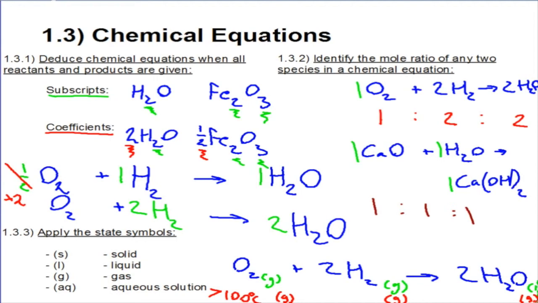And if you have to look at aqueous solutions, that is when you dissolve something in water. If you look at the previous example where calcium oxide reacts with water, you would get an aqueous solution of calcium hydroxide, because when the calcium hydroxide is dissolved in water, you get calcium 2+ ions and 2 hydroxide minus ions.